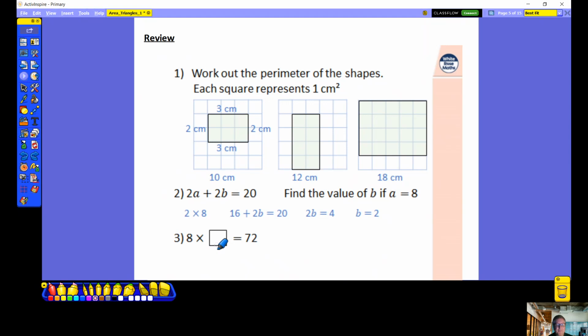What's the answer to this one? How many 8s make 72? Is that 9 8s? I can hear you saying.